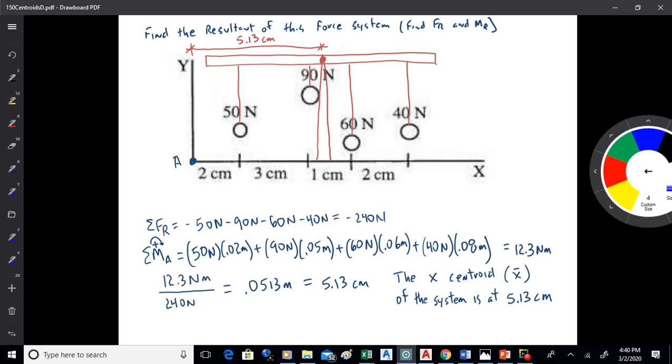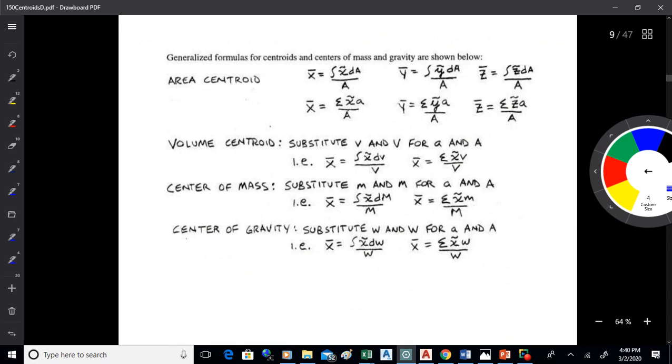So we can generalize this, okay? Our X bar, as we call it, is 5.13 centimeters. Okay, that's X bar, our X centroid. That's the balance point of that system. So the general form of this, what we just did, is we just did that.